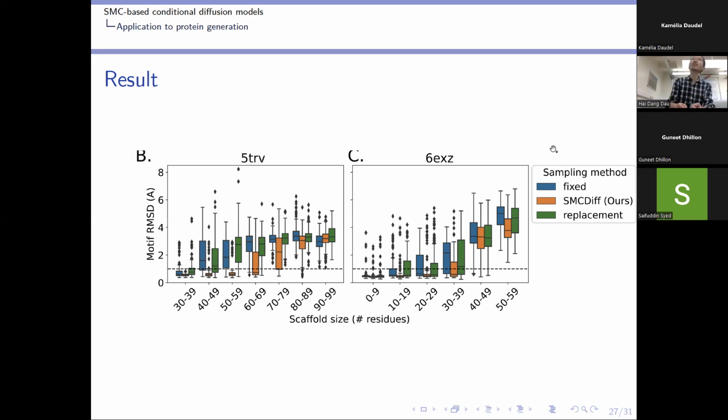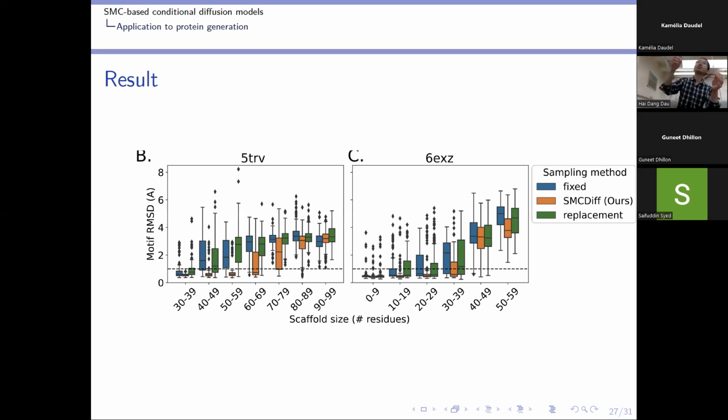What's the fixed one? Well, in the replacement method and the SMCD, what you do is that you diffuse Y0 to get Y1, Y2, and so on. And in the fixed method, you do not diffuse, but you keep Y0 the same. So what we see here is that the SMCD method seems to perform better than the replacement method, and the replacement method performs better than the fixed one, which is easy to explain because in the fixed one you keep Y0 all the time.